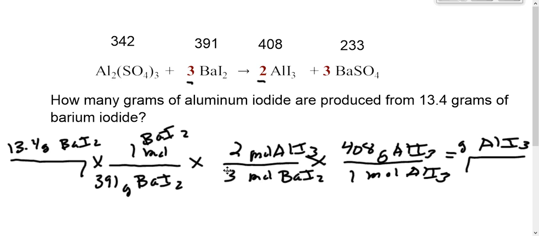So what are we going to do mathematically? Okay, well, I'm going to take 13.4, I'll divide by 391, times by 2, divided by 3, times 408 equals. My answer is 9.32 grams of aluminum iodide. I notice I'm keeping 3 significant digits in my answer because all my molar masses are in 3 significant digits, and this is in 3 significant digits. So that's gram-gram stoichiometry.